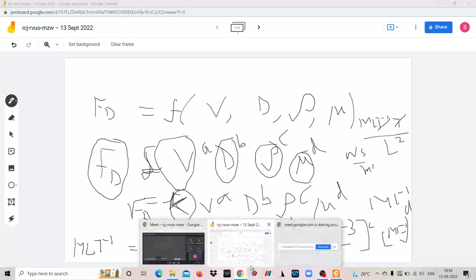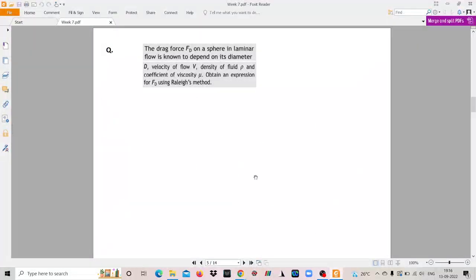But you please solve this problem and tell me what is the expression for Fd. But before that, let me ask you one question. If Rayleigh's method is there, what was the necessity of Buckingham's pi theorem, or why is Buckingham pi theorem so popular?